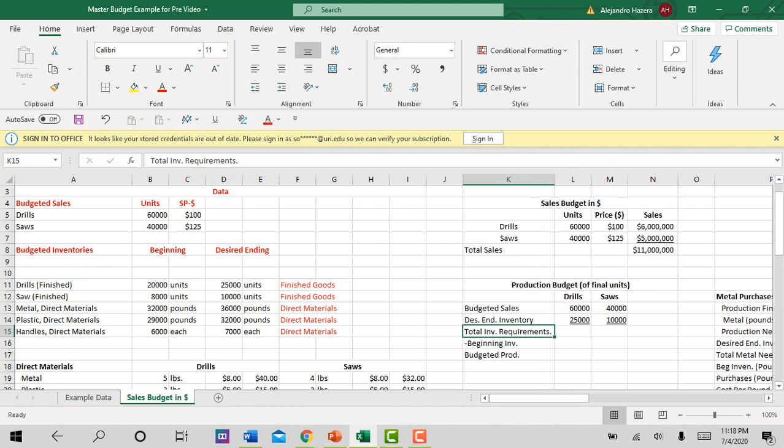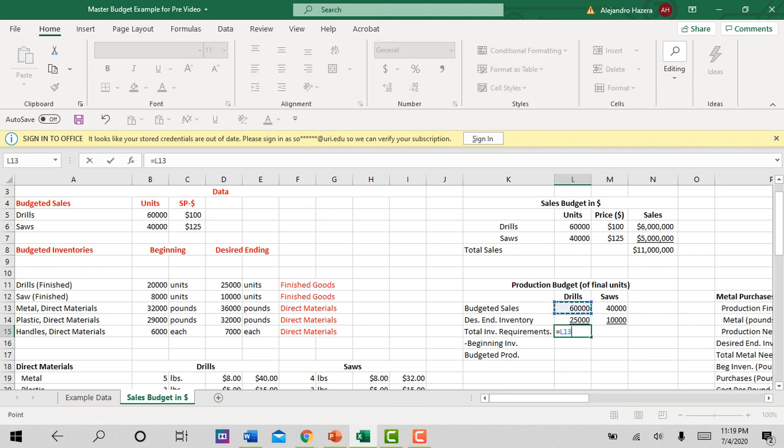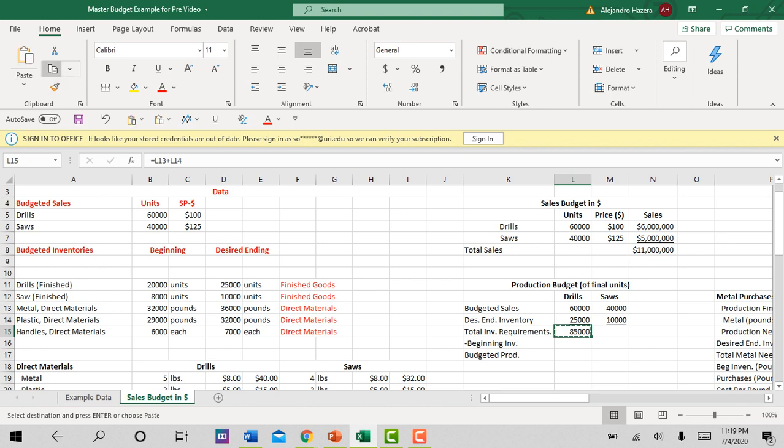So what we're saying here is that you've got to have enough inventory to sell 60,000 drills and 40,000 saws, and you want to have certain numbers of these drills and saws in place. So your total inventory requirements are what you're going to sell plus what you want in your ending inventory. So you want to have 85,000 drills on hand, and just copying that addition over, you're going to have 50,000 saws on hand at the end of the period.